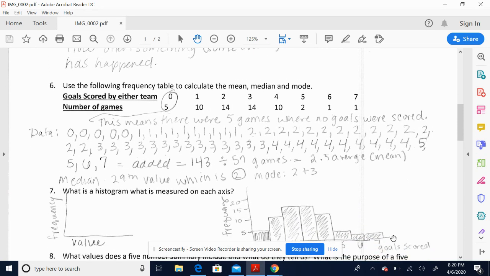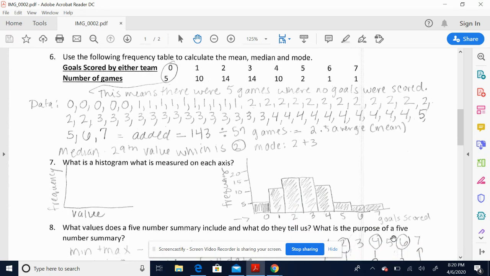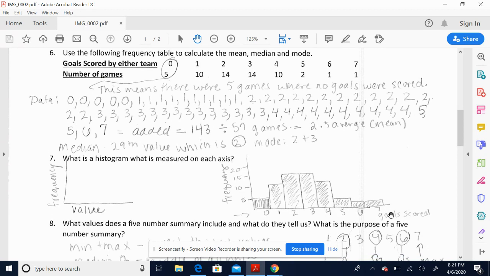Now, what is a histogram? It's really just a chart-like representation of this frequency table. On the y-axis we have how frequent something occurs. On the x-axis we have the value or the result that we are counting. So this is just a quick sketch of this frequency table in histogram format. The 0 result happened 5 times. The 1 result happened 10. The 2 and 3 happened 14. The 4 happened 10. The 5 happened twice. And then 6 and 7 goals happened once each.